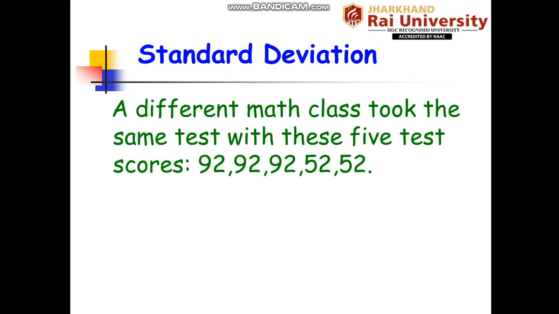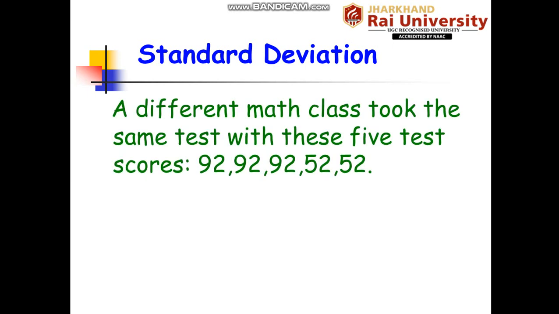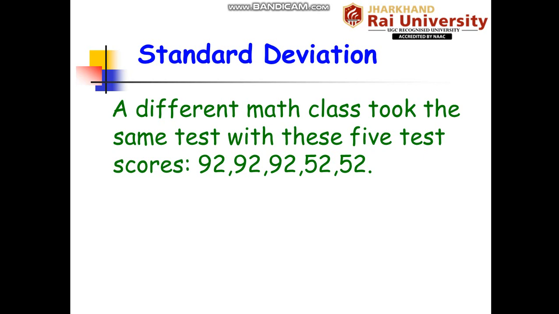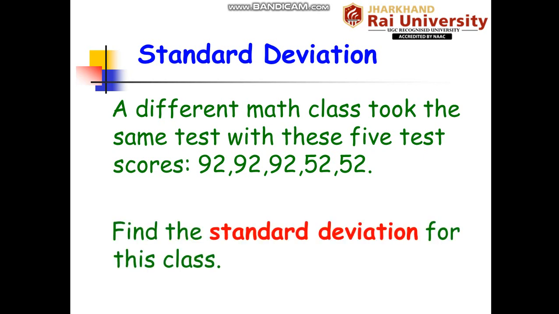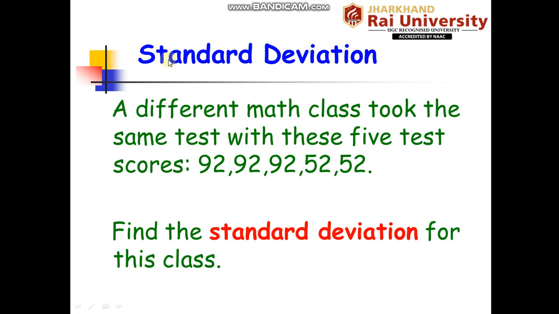We can see this is the same question but with different data. In the first, we have data 92, 88, 80, 68, 52. This is spread out data, from 52 to 92. But in this question we have the same mean, and we have to calculate the standard deviation for this class, only one class: 92, 92, 92, 52, 52. Here we have closer data, 3 data of 92 and 2 data of 52.